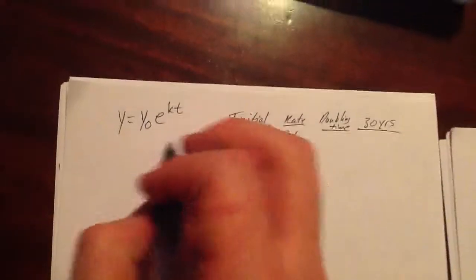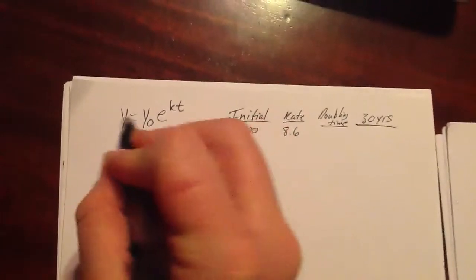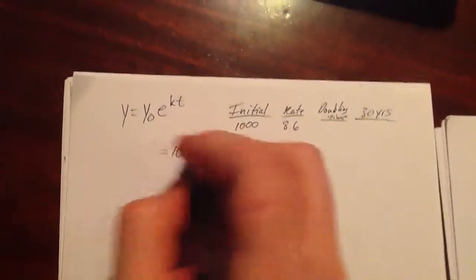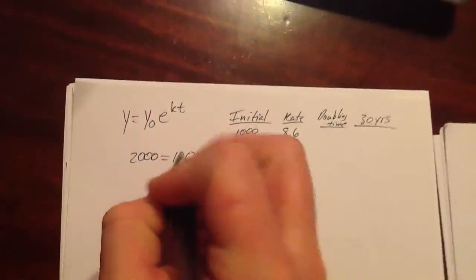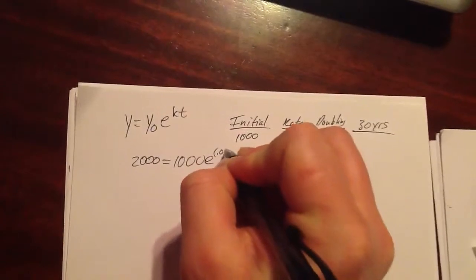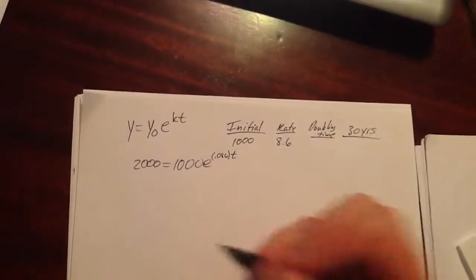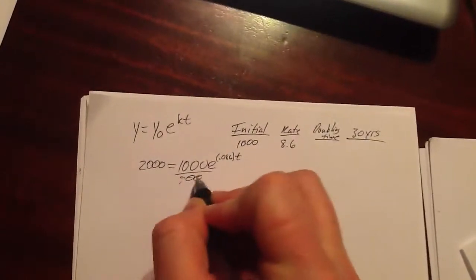Okay, well, doubling time's pretty simple. Your initial is 1,000, so I'm just plugging stuff in here. So what am I going to end up with at the end? Well, I'm going to end up with double, so I'm going to put 2,000 there. So how long will it take me? E to the 0.086 t. Solve for t. That's it. So I would divide by 1,000.